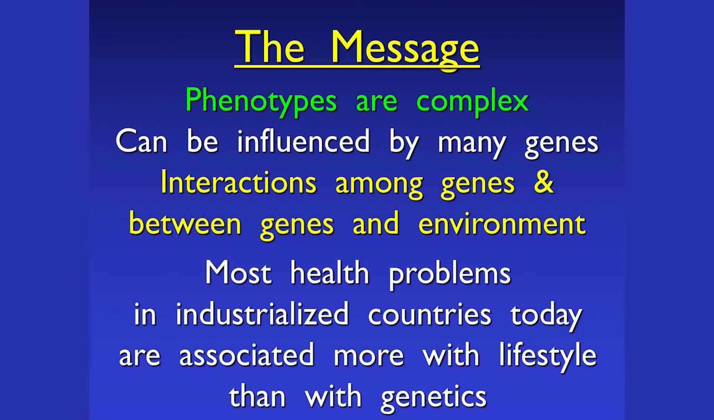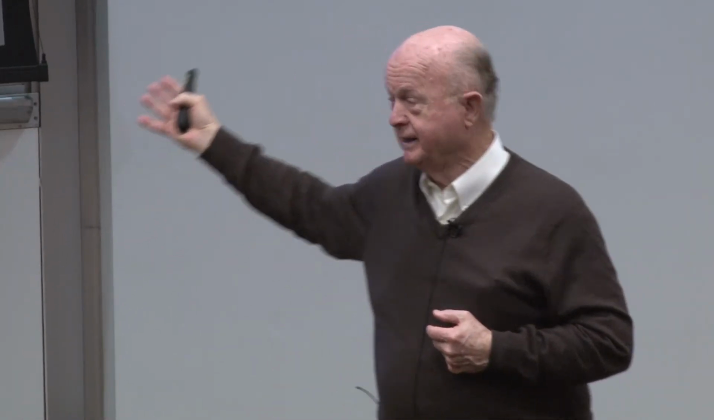They're complex, they're influenced by many other genes, there's interaction among the genes and between genes and the environment. So genes are important, but for the majority of problems that we have, it's lifestyle problems, not genetic problems. We eat too much, we do too little, and we have those problems that are associated with lifestyle, much more than genetics.